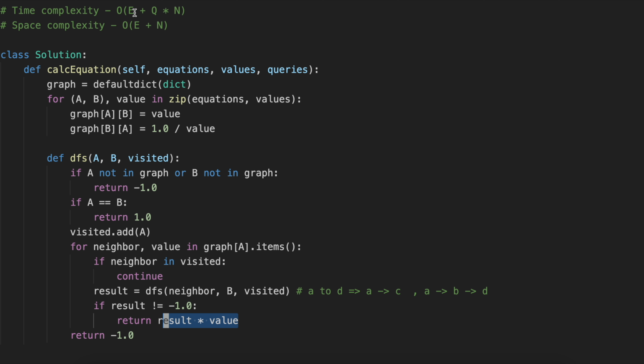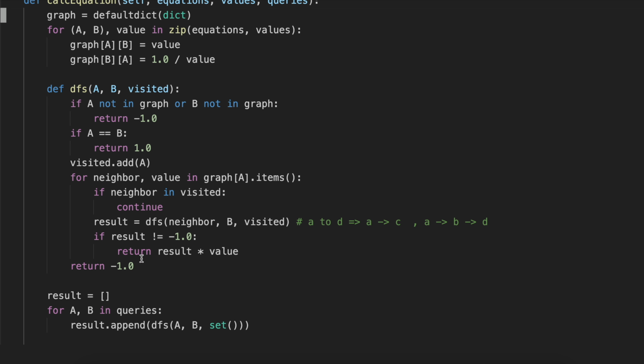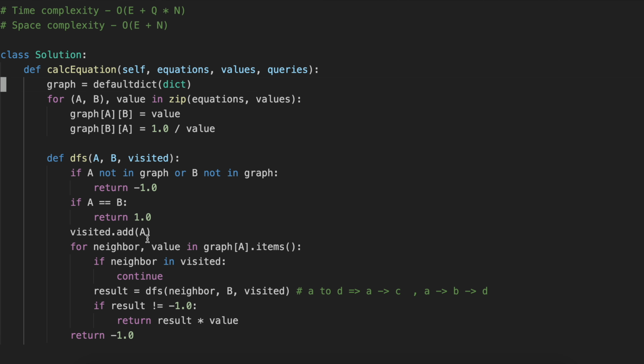The time complexity is E plus Q multiplied by N. What's the E? First thing that we do, we have one for loop here. We are going over our equations and we are building our graph. The time complexity for that is the size of our equations, so it's E. And also, in the worst case scenario, for each query, we are visiting all the nodes. So it's Q multiplied by N. So our final time complexity is E plus Q multiplied by N.